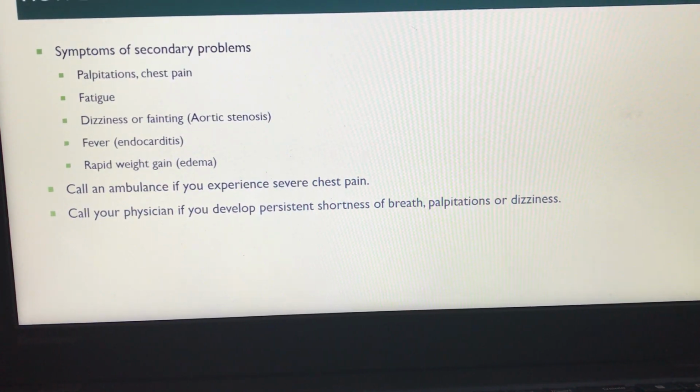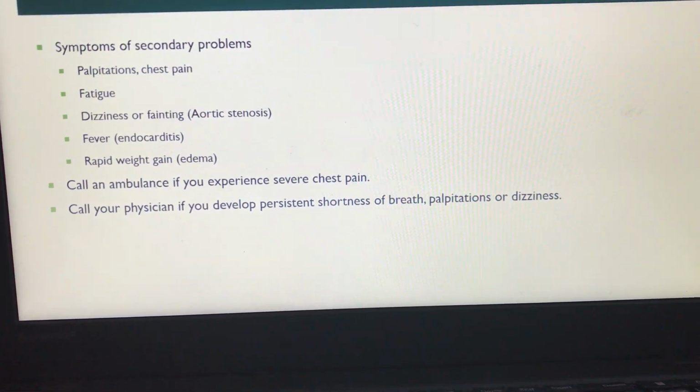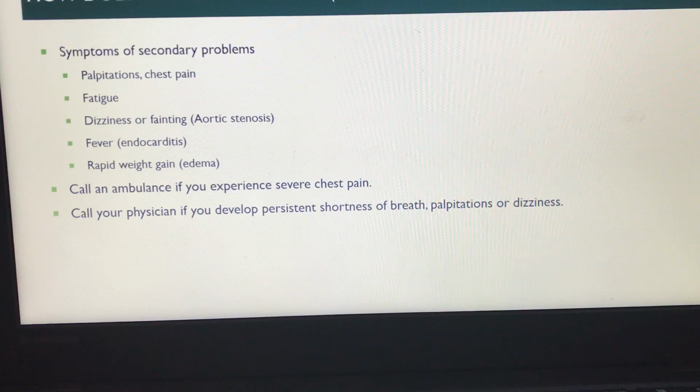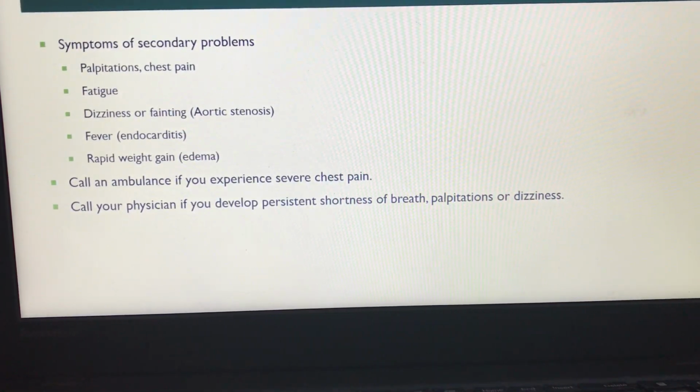It's important to call an ambulance if you experience any severe chest pain and you know you have a valvular heart disease, or call your physician if you develop persistent shortness of breath, palpitations, or dizziness with an unknown cause.